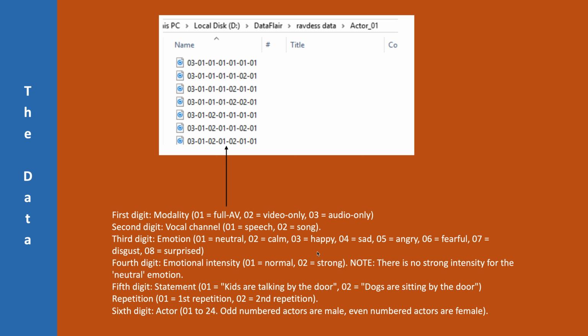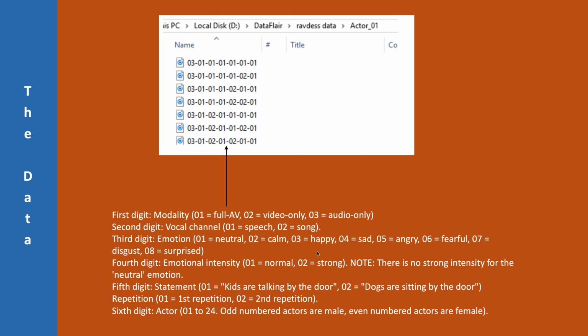In the dataset, there are 24 professional actors who have recorded different sentences which are capturing different emotions. For example, the following image shows some of the data. In the names of these files, you will notice they're given in a strange way. These are not dates because there are 7, if I'm not wrong. Are there 7? Yeah, there are 7 values. So what do these values mean?